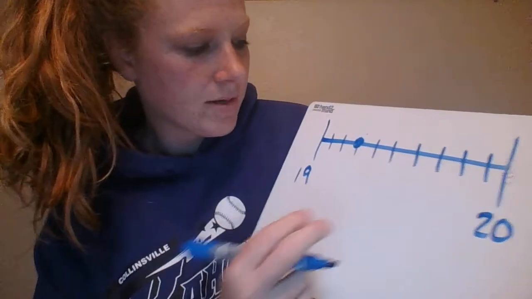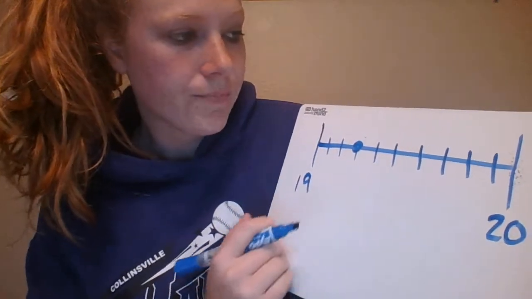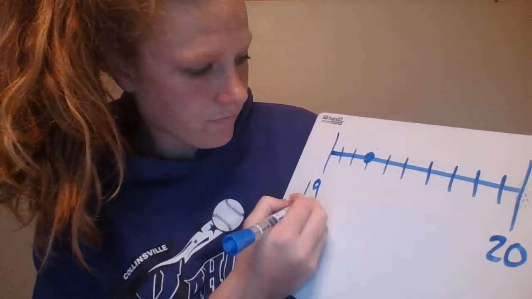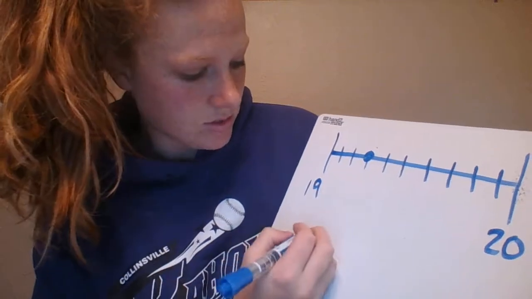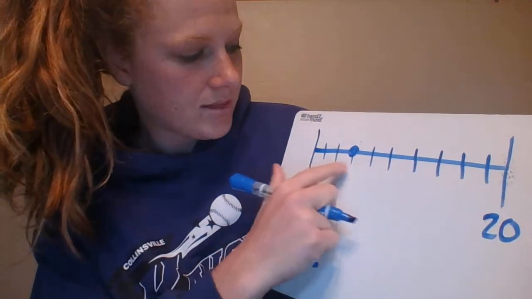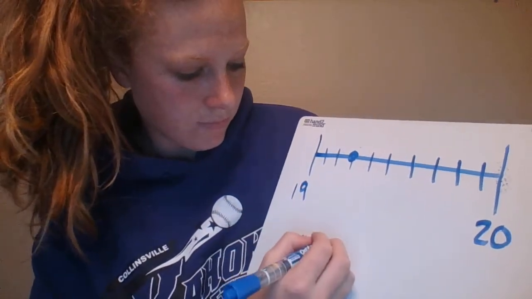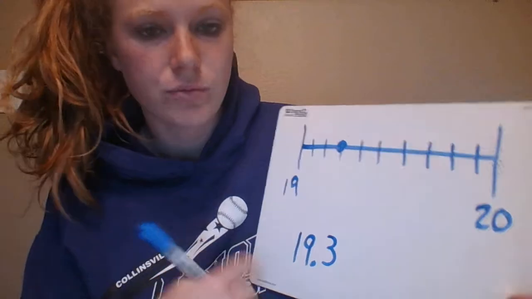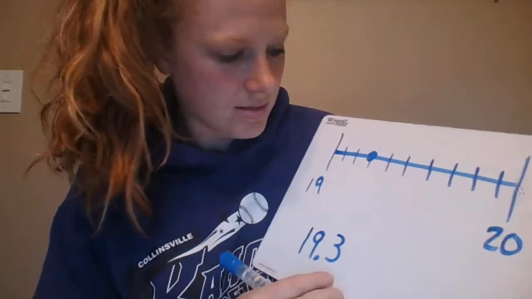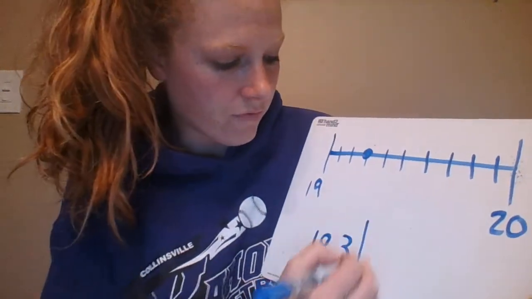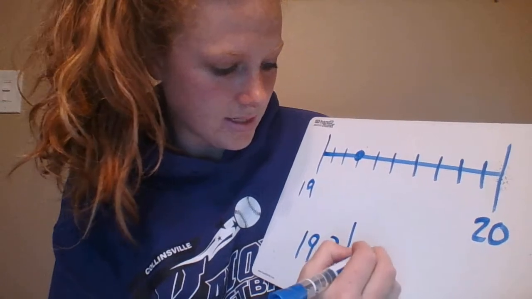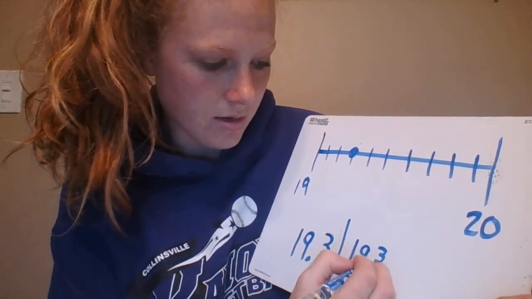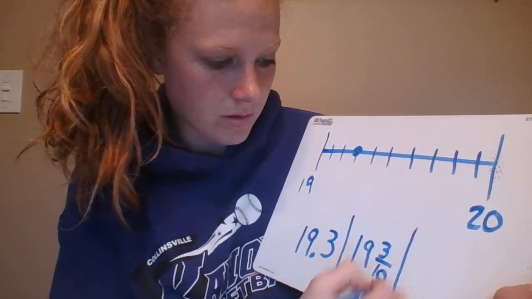So first I'm going to ask myself, what is this number in decimal form? I know I'm not to the 20 yet, so it's 19. And I'm going to put my decimal point, and I'm at the third one, so it would be 19.3, which if you were to read that, it would be 19 and 3/10. Now I'm going to write it in fraction form. You write 19, and you write 3/10.